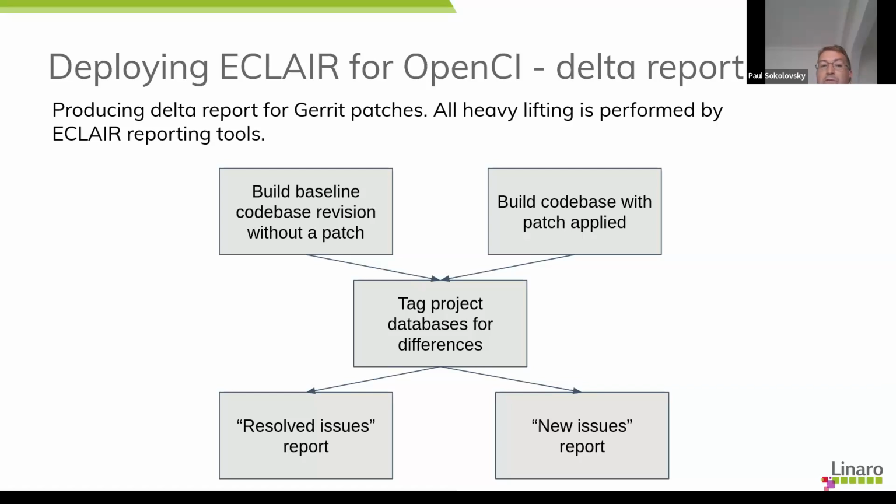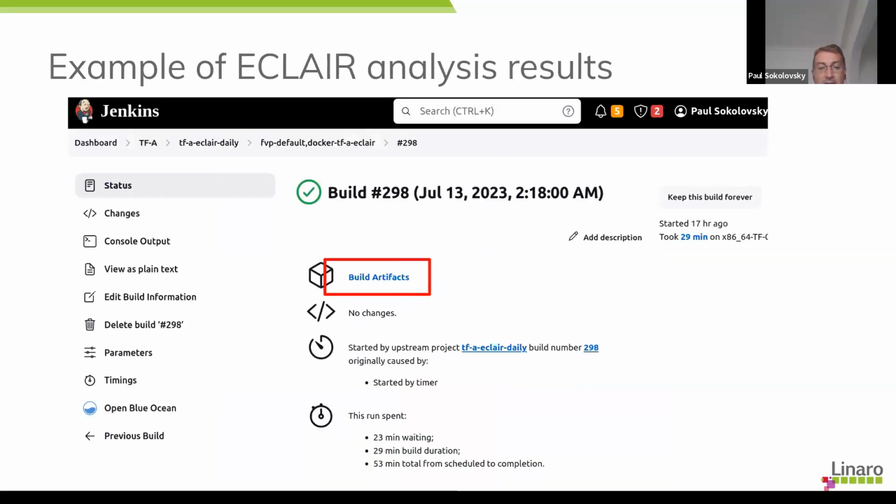So how it works is that we build and run the ECLAIR analysis before the particular patch, without the patch, and then with it. And ECLAIR has a very nice advanced feature which allows it to differentiate these two reports. And of course, it happens not on a line by line or character by character level, but on the level of deep language constructs. So it's a very nice feature.